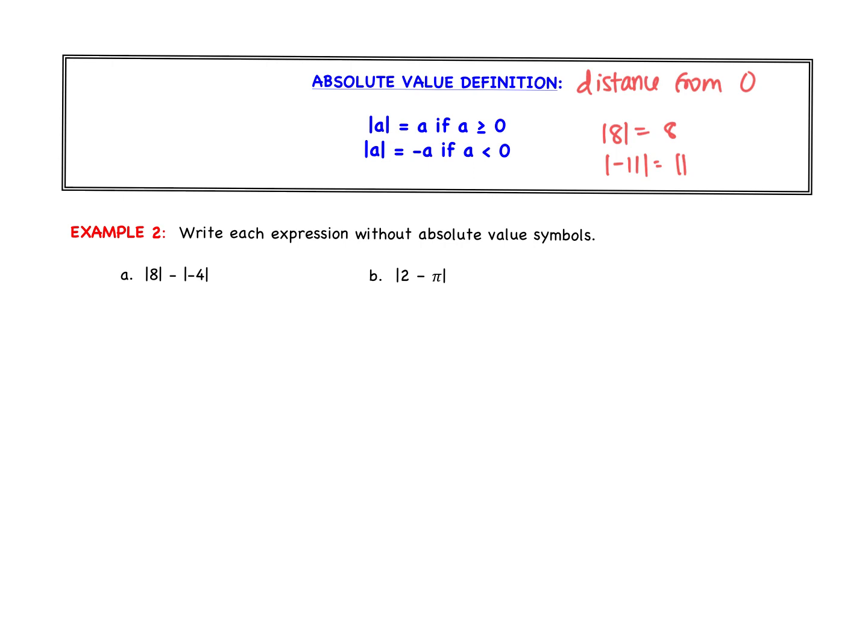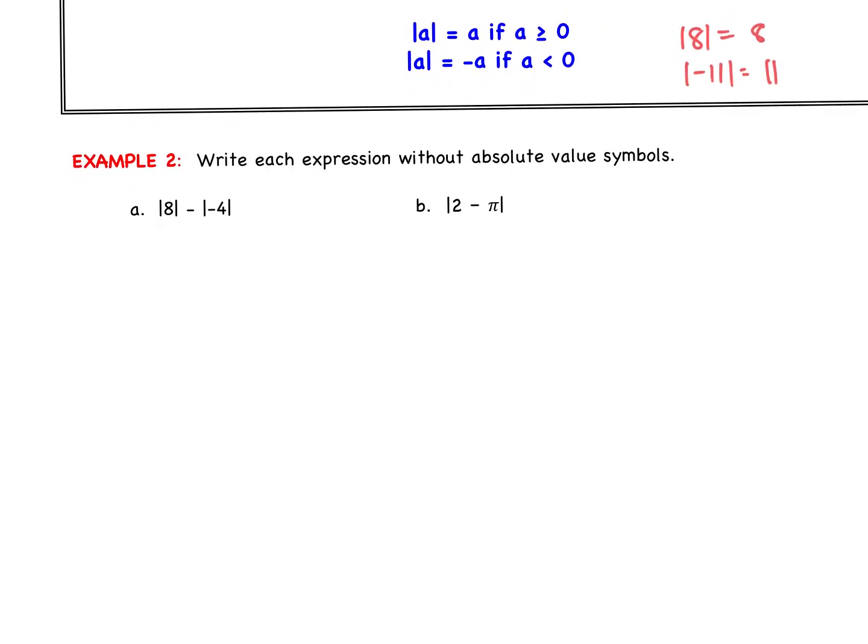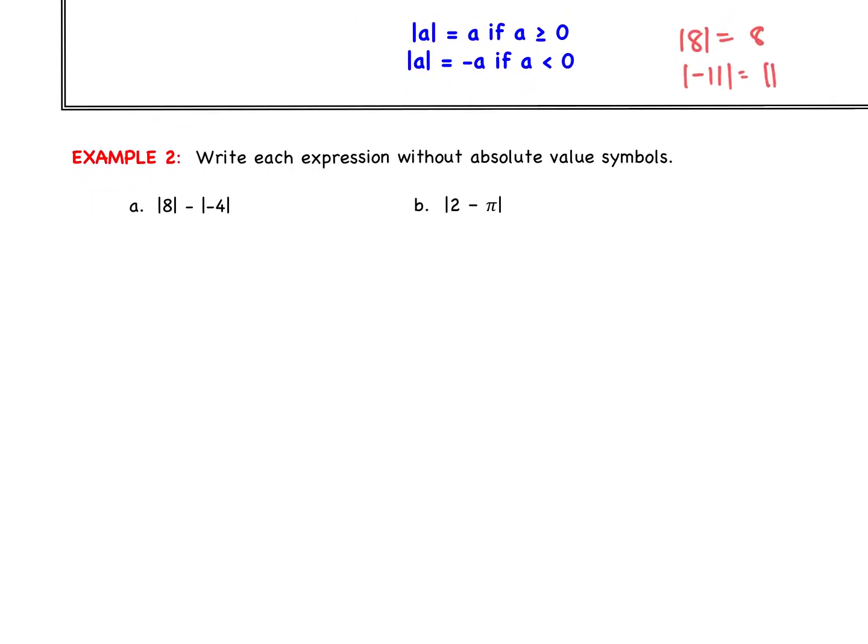Okay, let's do 2 examples, and then that will be it for these notes. We are writing the expressions without absolute value symbols. Okay, absolute value acts like parentheses in terms of order of operations. It has to be done first. Absolute value of 8 then is just 8. It's 8 units away from 0.